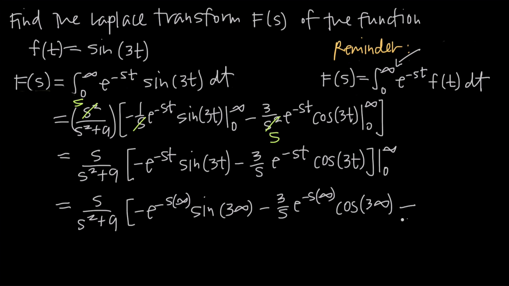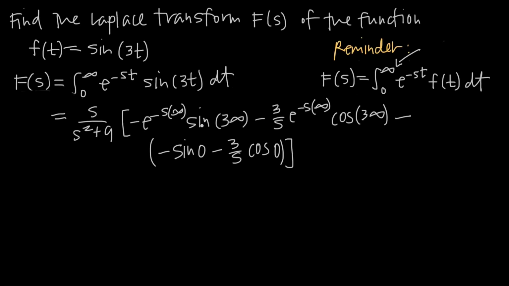So we want to subtract here. When we plug in 0 for t, we're going to get negative s times 0, which is 0. E to the 0 is 1, so we just end up with a -1 out in front. So we have negative sine of 3 times 0, which is just going to be 0, so negative sine of 0. Then we have minus 3 over s, e to the negative s times 0, which is going to be e to the 0, or 1, so that's going to drop away. And then we have cosine of 3 times 0, or cosine of 0.